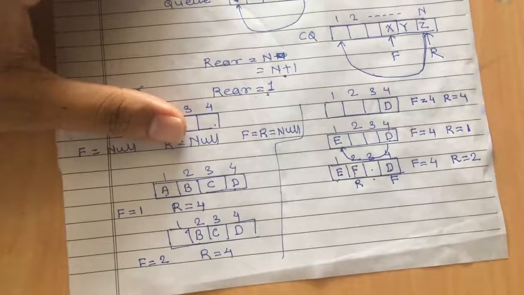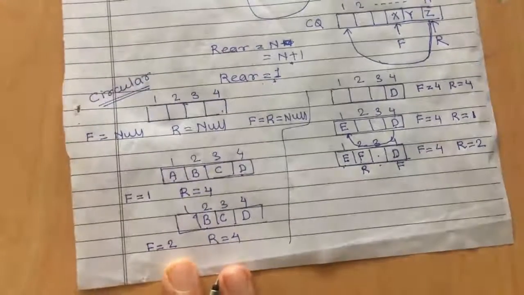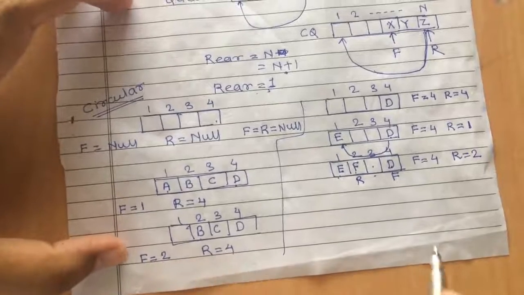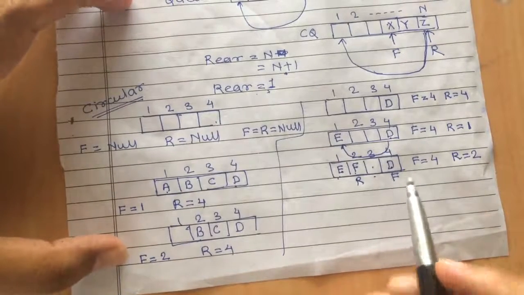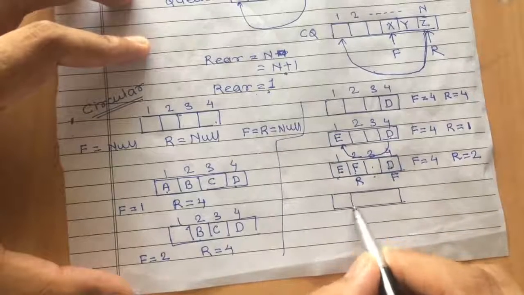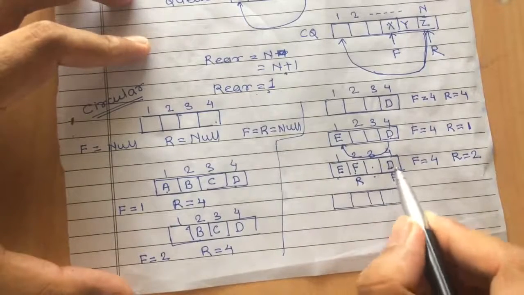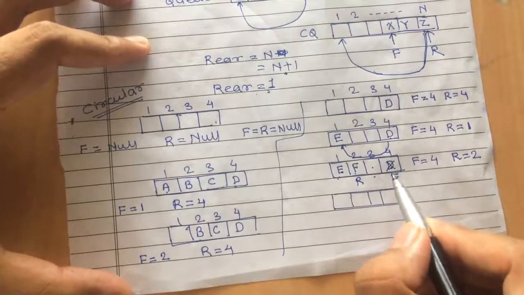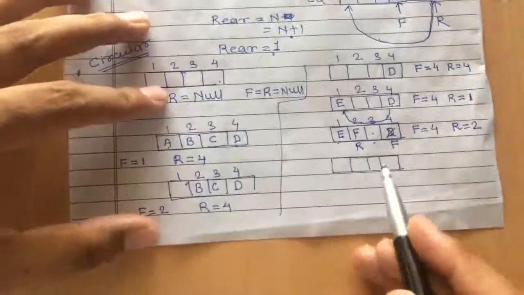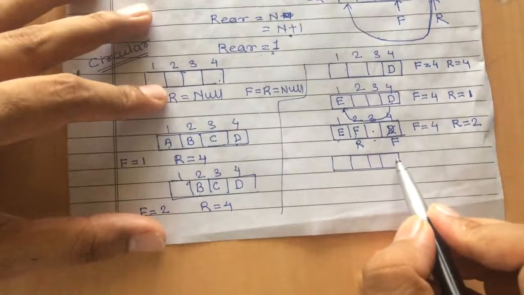Now suppose in case of Q, I want to remove one element. So by default, we have to remove the element which is present at the front. So now at the front, we have D. So we have to remove that D. So if I remove this D, as we have seen over here, when we remove one element, we will increase the value of front by 1. So same, after removing this D, what we have to do? We have to increase the value of front by 1.